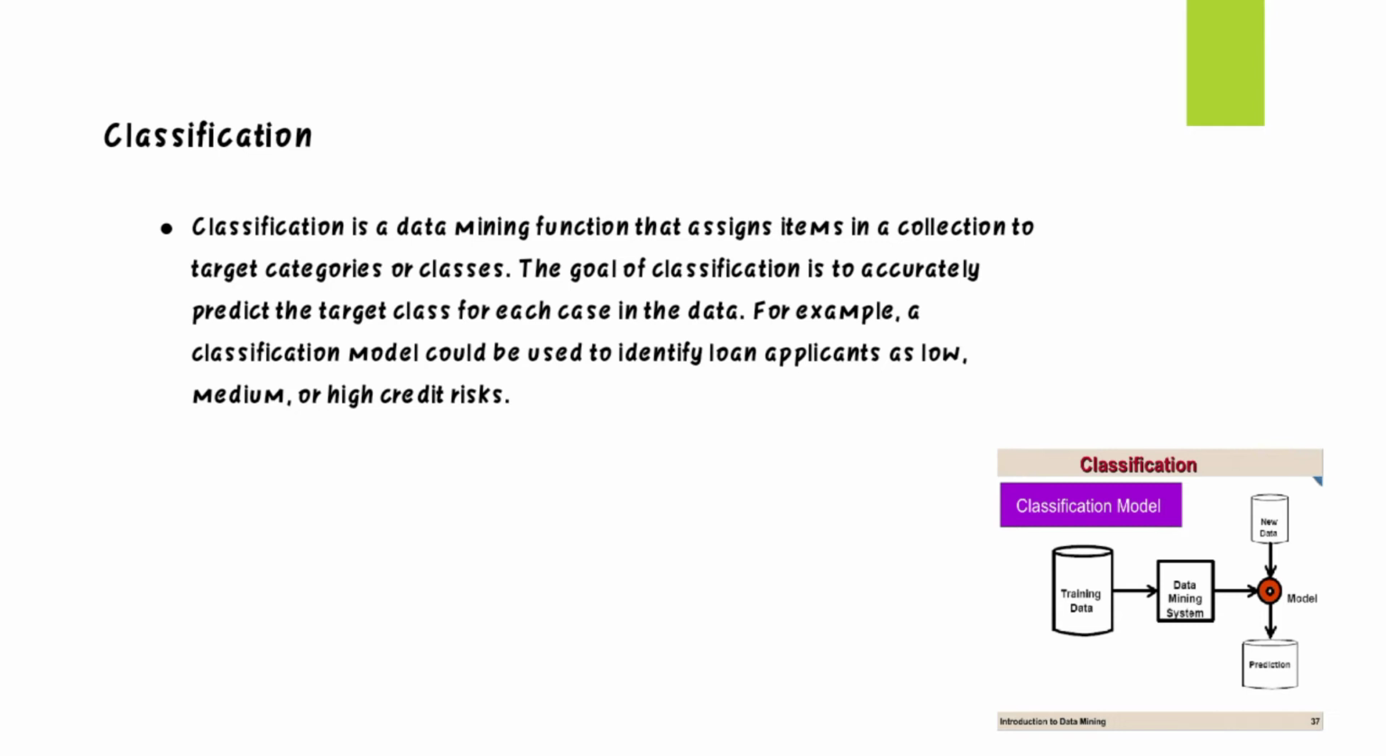Classification. Classification is a data mining function that assigns items in a collection to target categories or classes. The goal of classification is to accurately predict the target class for each case in the data. For example, a classification model could be used to identify loan applicants as low, medium, or high credit risk.